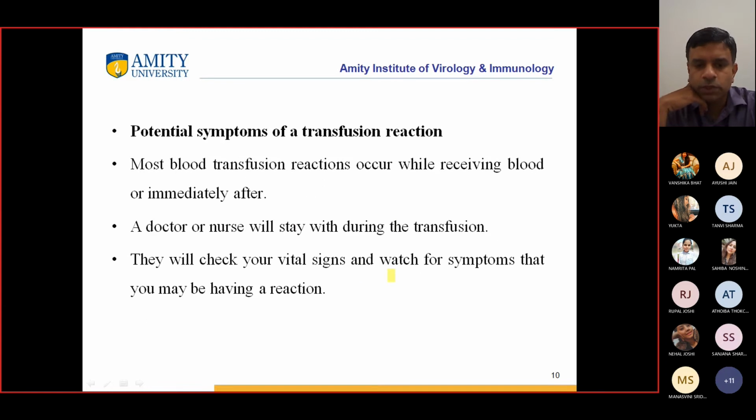Okay, so what happens? Most blood transfusion reactions occur while receiving blood or immediately after. Now this is again immediate, right? What happens while the blood is being given? The person may start showing the symptoms. A doctor or nurse will stay with you during the transfusion. So usually a nurse or a doctor is around when this transfusion is occurring, and they will keep a check on your vital signs and watch for symptoms that may indicate you are having a reaction.